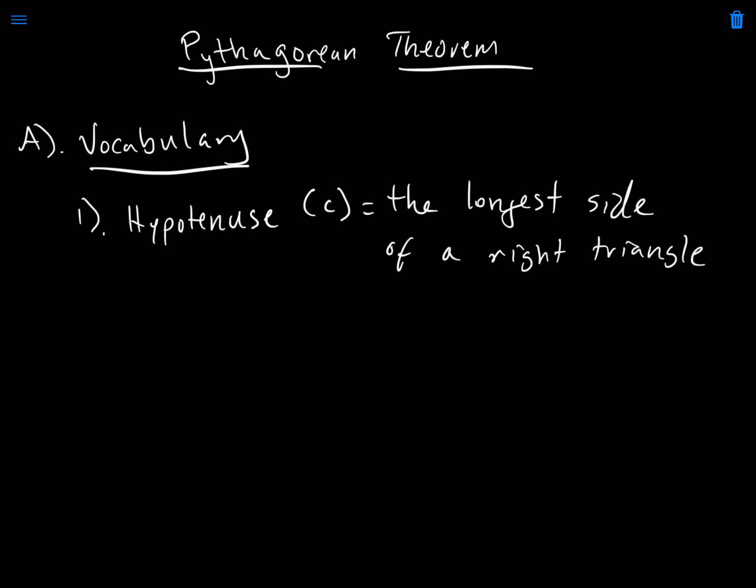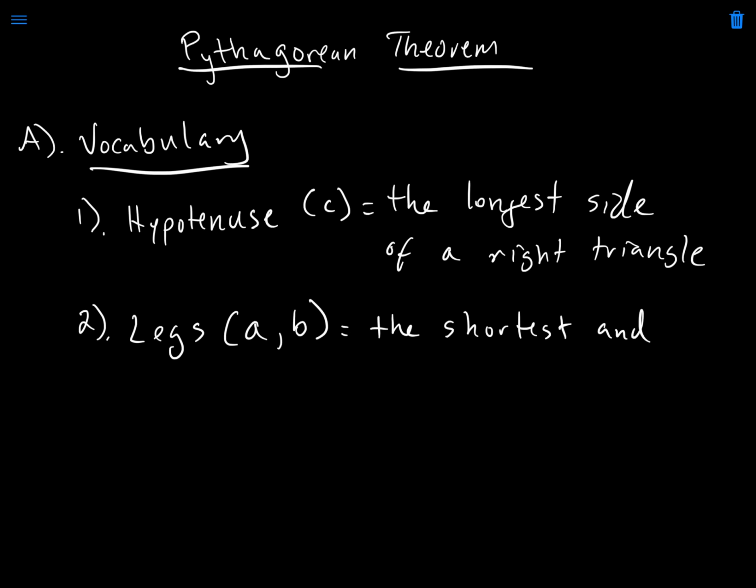And then we have something called the legs. The legs are usually A or B, and those are usually the shortest and second longest sides of the right triangle.